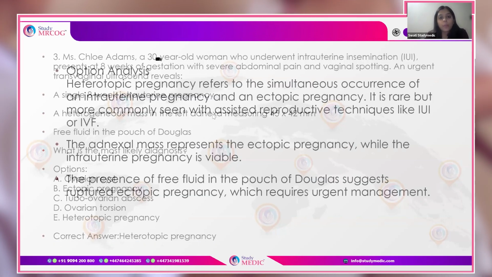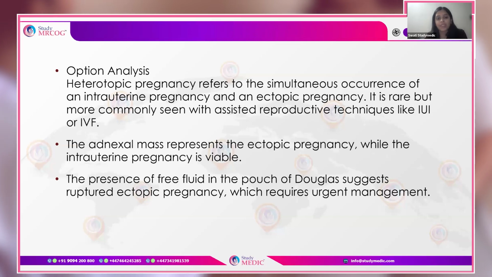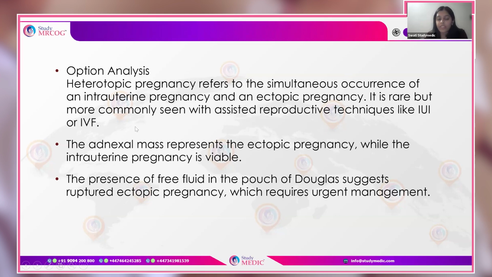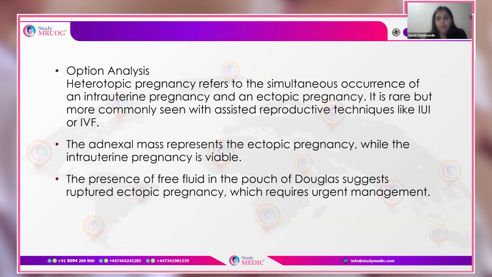Okay. So heterotopic pregnancy refers to the simultaneous occurrence of an intrauterine pregnancy as well as an ectopic pregnancy. It is rare but more commonly seen with ART like IUI or IVF. The adnexal mass represents the ectopic pregnancy while intrauterine pregnancy is the viable one. Here, when we look at the adnexal mass, then there is a suspicion of ectopic pregnancy since it's occurring in the background of abdominal pain and vaginal bleeding. Plus, the presence of free fluid in the pouch of Douglas still confirms our findings of ruptured ectopic.